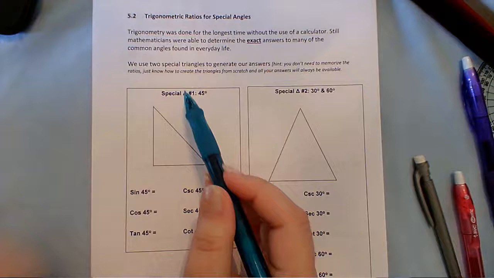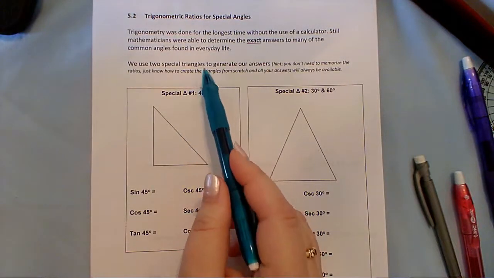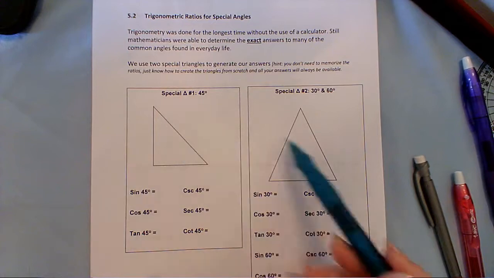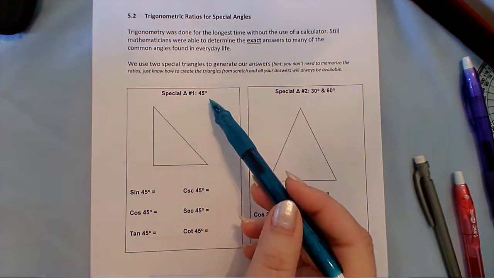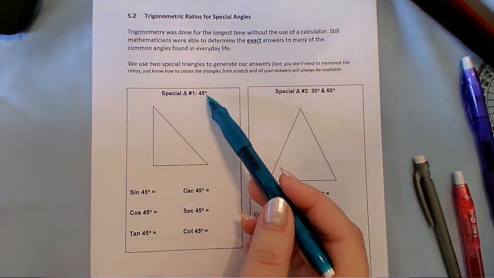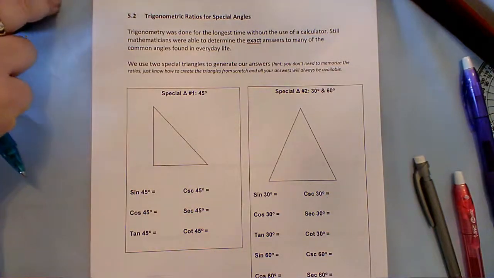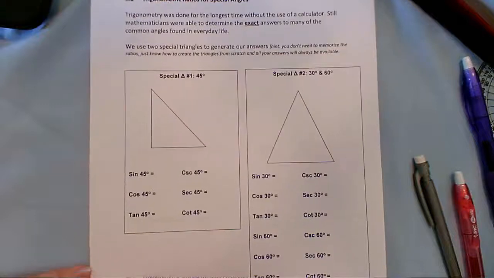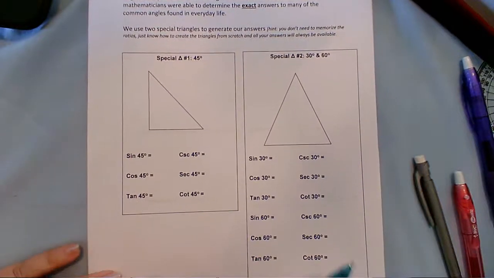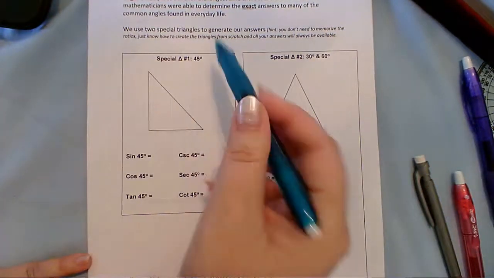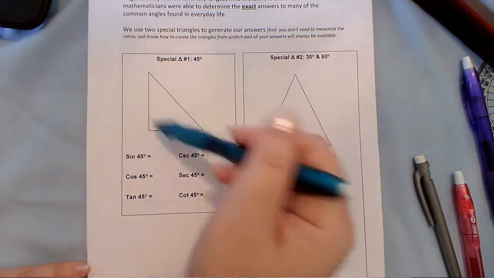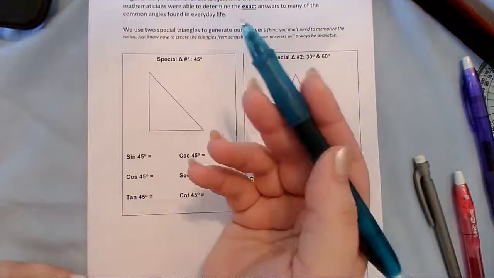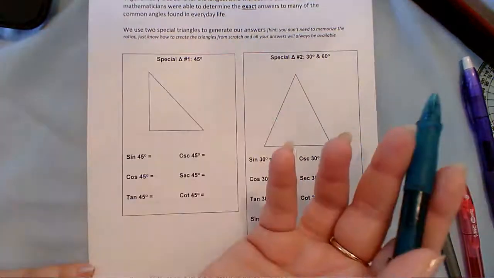So in order to get these special values, we need to know these two special triangles. The first triangle is the 45-degree triangle. The second triangle is for the 30-60 degree answers. And you don't need to memorize these triangles. If you're like me, you just memorize or learn how to generate them. And you can always generate them and do them from scratch on the top of every quiz or test. And therefore, there's no memorization required.